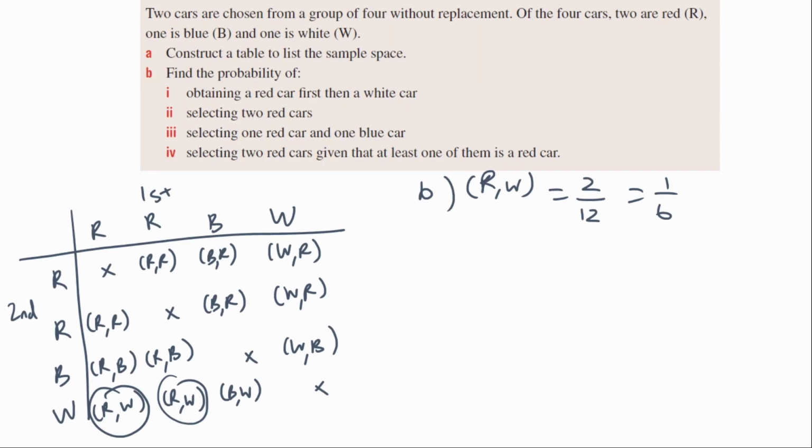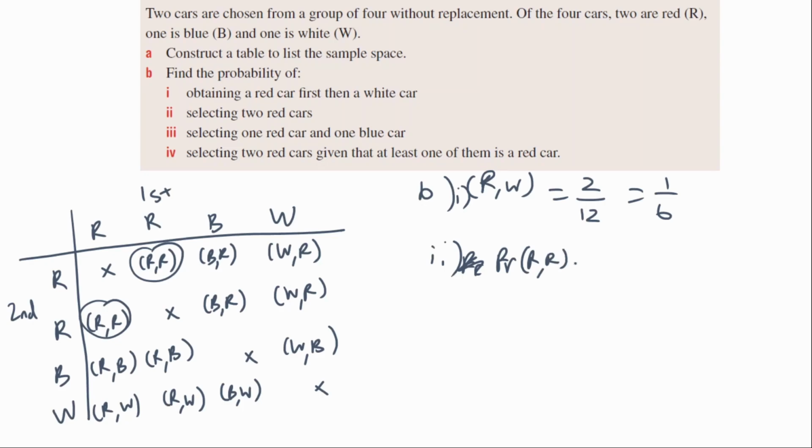Next one, selecting 2 red cars. So that's part 2 of question B. Start by rubbing out these 2 circles. Selecting 2 red cars, I can see 1 up here and 1 there. So once again, that's 2 out of 12 as well. So I should write probability of red, red. That's going to be 2 out of 12, which equals 1 out of 6 as well.